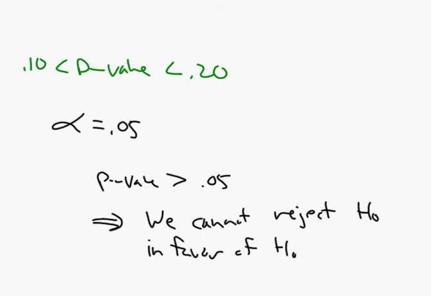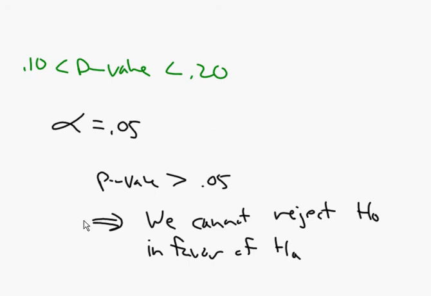And you should also write a sentence, I'm not going to write it here, but you should write a sentence in context. We can say that we did not find evidence that there's a significant difference in the amount of E. coli detected by the two tests. That's what it would mean to interpret this result in context.